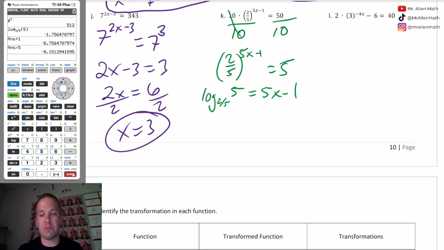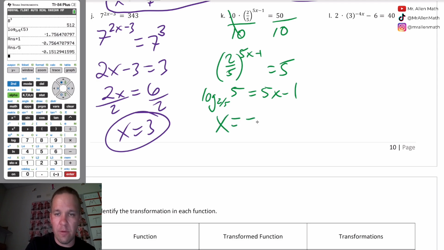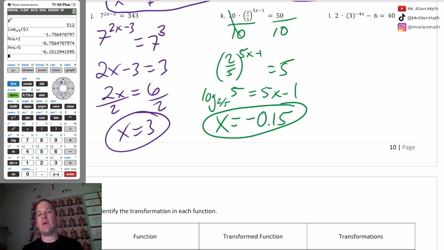So do the last bit of algebra myself here. Negative 0.151, so x equals negative 0.151, or just 0.15. Okay, nice.